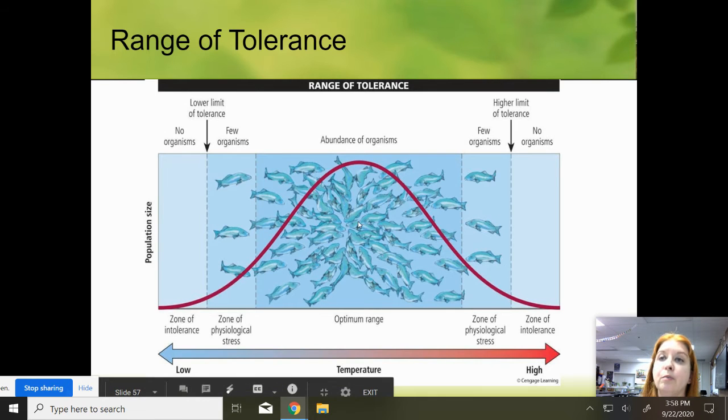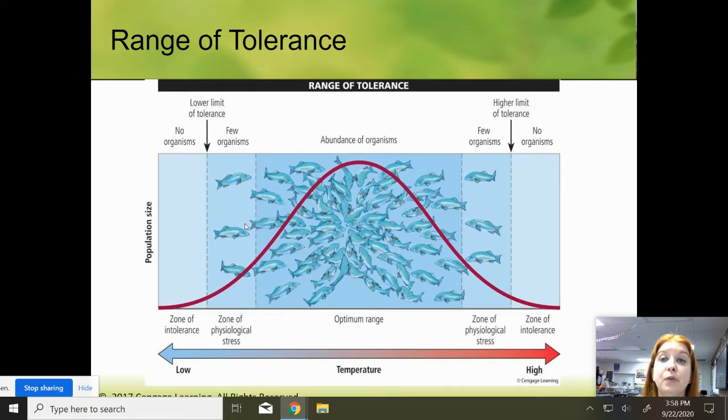So here we go. Optimal range, this is your abundance of organisms. The zone of physiological stress has a few organisms. Maybe it's a little too hot or a little too cold. A couple things can make it. But if it gets too hot or too cold, nothing is going to live. So this is one example of a range of tolerance where most of the things are in the middle with a few on the outside of the curve.